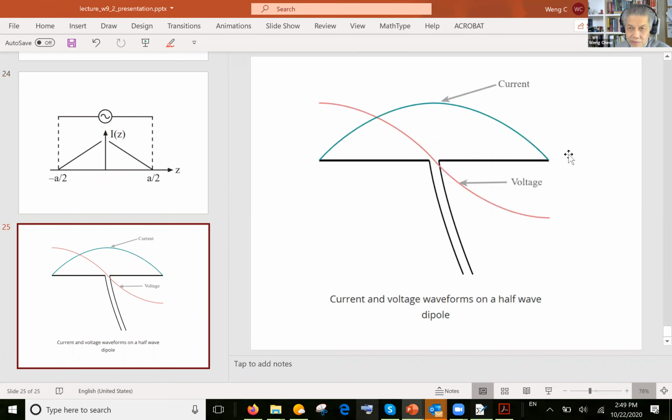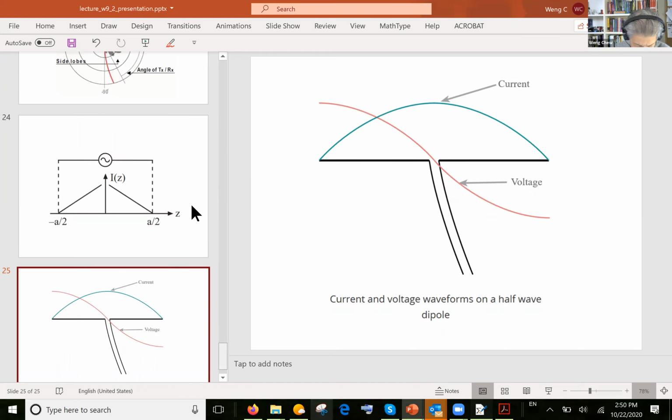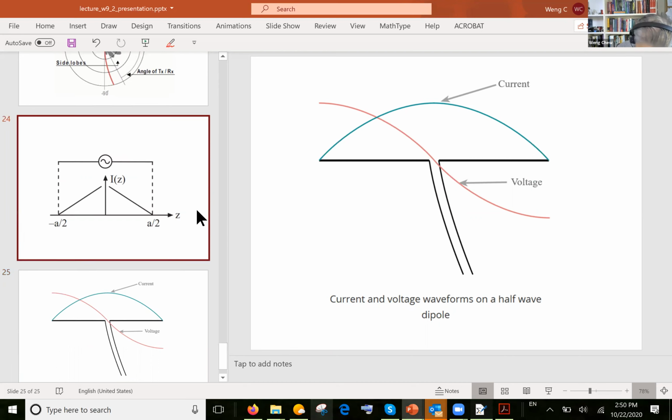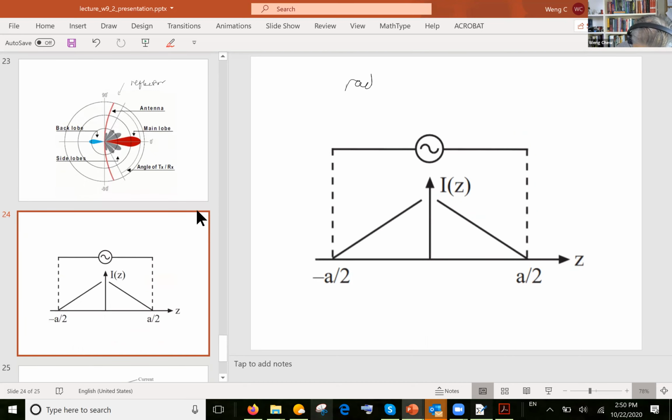This is also true for this thing, but this is at higher frequency where you can have a sinusoidal current distribution, and the voltage will look something like this. All these are discussed in the lecture notes. How to calculate the radiation resistance is also discussed in the lecture notes, and I won't discuss them. You can find the radiation resistance. These are simple circuit concepts.